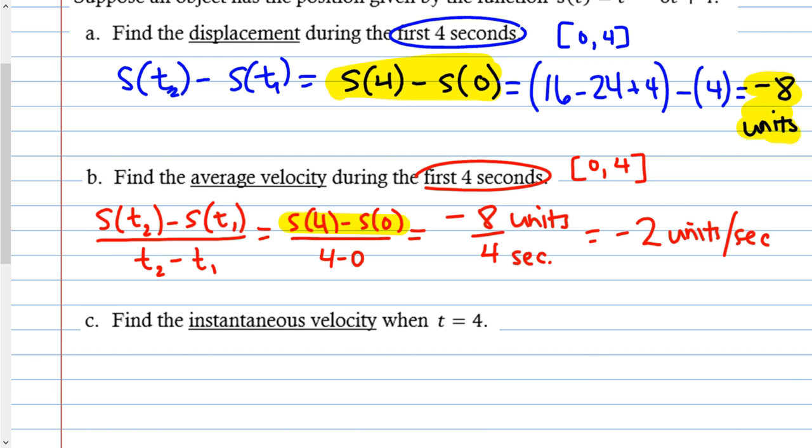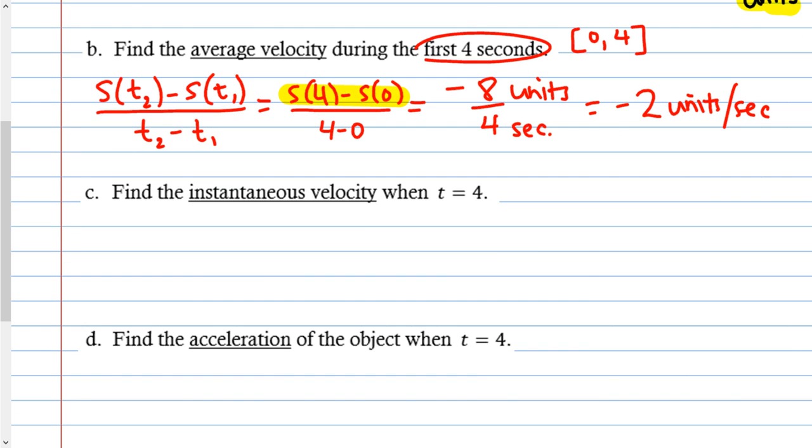Find the instantaneous velocity when t equals 4. So instantaneous, right? It's at one instant, 1 point. Average, I have two things, and I'm finding their average. Okay? Whatever works to help you remember which one is which.